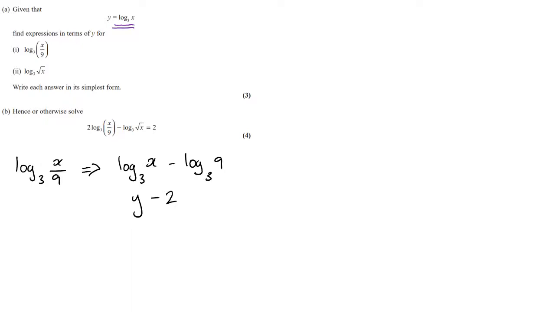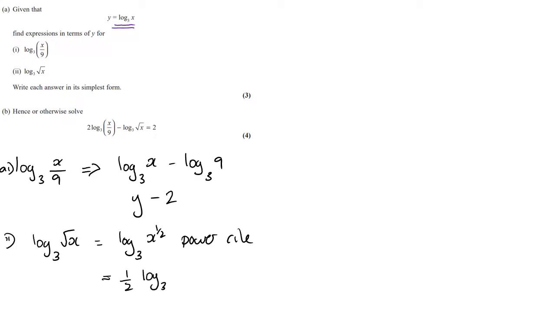That's part A1. And then part 2, we have log 3 of the square root of x, which is log 3 of x to the half. Using the power rule, this is a half log to the base 3 of x, which is 1/2 y. So we've now found them in their simplest form.